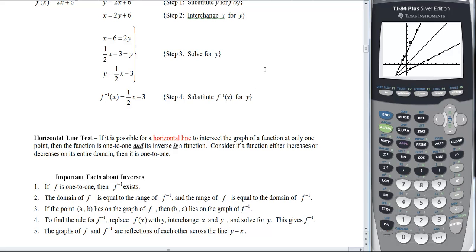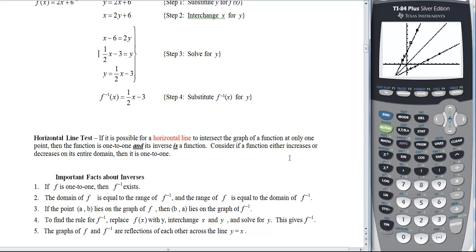But think about a parabola. Remember a parabola? If I had a parabola and I used the horizontal line test, that would mean that I could possibly have two different points with the same x value. So that's why we use that horizontal line test. So if it's possible for a horizontal line to intersect your graph of a function at only one point, then the function is one-to-one and its inverse is a function.